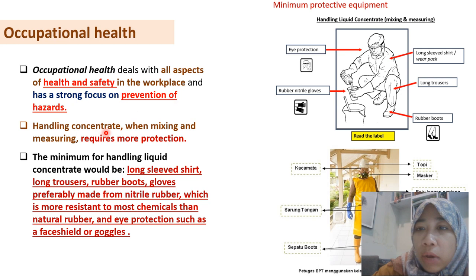Start from handling concentrate, how to mix and measure, how to deal with the dosage and concentration. We should pay attention to that. This is the minimum for handling liquid concentrate. The farmer should use long trousers, rubber boots, and gloves, preferably made from nitrile rubber, which is more resistant to chemicals. At least they use eye protection and a long sleeve shirt.